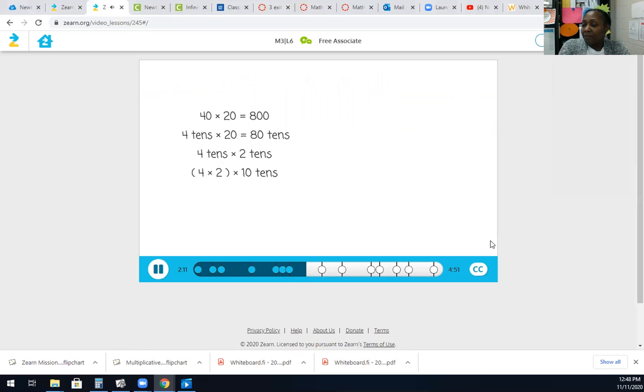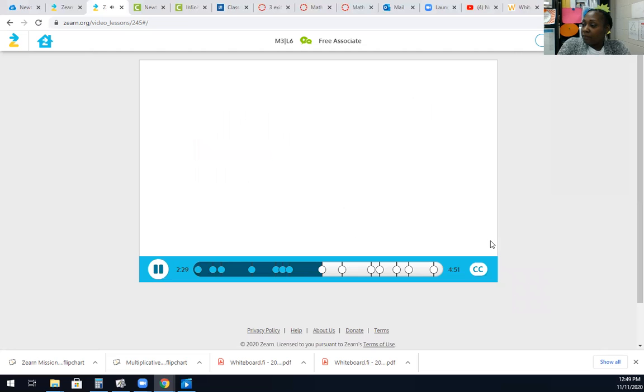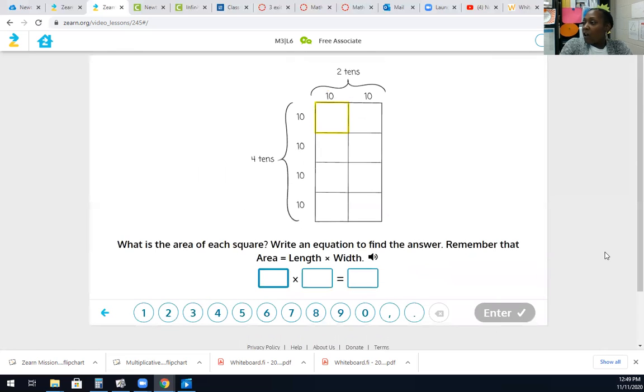You're right. But let's prove that we can multiply the units like that. This is a rectangle which has a length of 4 tens and a width of 2 tens. I'm going to partition it here so we can see each square within the rectangle. What's the area of each square? Okay, guys, what is the area of each square? Now remember, area is length times width.